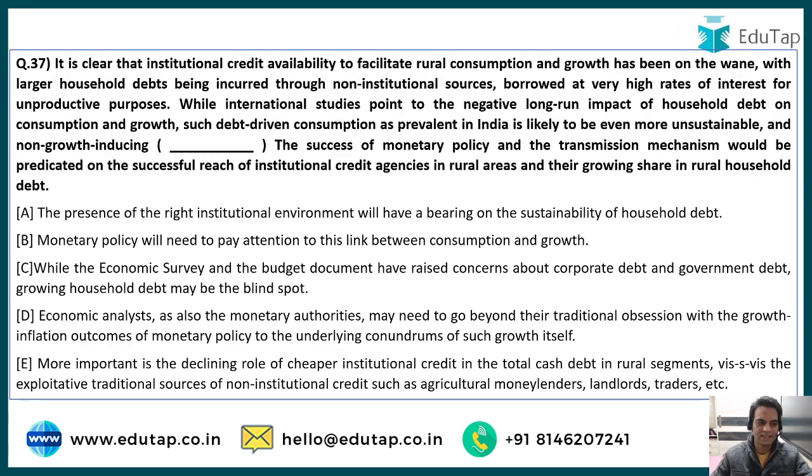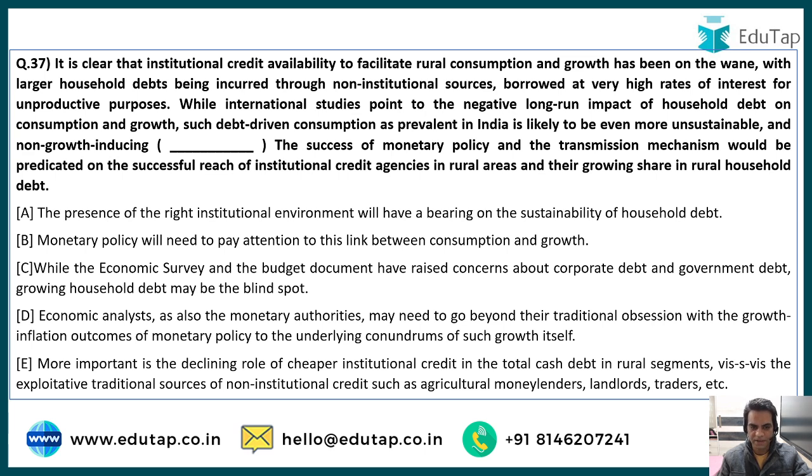Let's move on to the next question. We'll read the paragraph and then we'll find the missing sentence. It is clear that institutional credit availability to facilitate rural consumption and growth has been on the wane, with larger household debts being incurred through non-institutional sources, borrowed at very high rates of interest for unproductive purposes. While international studies point to the negative long-run impact of household debt on consumption and growth, such debt-driven consumption as prevalent in India is likely to be even more unsustainable and non-growth inducing.